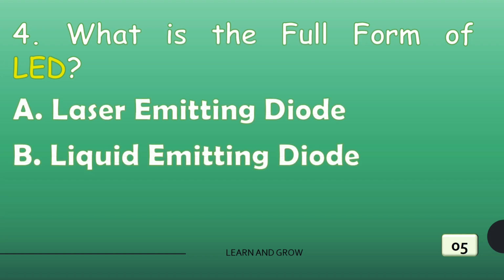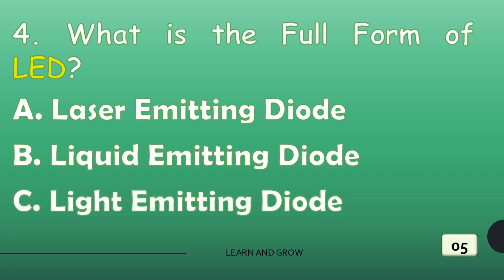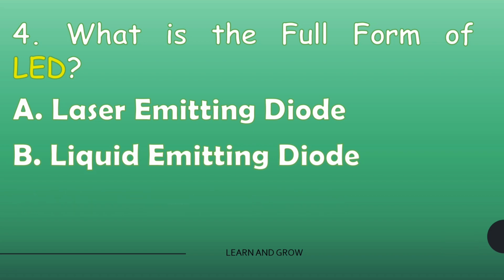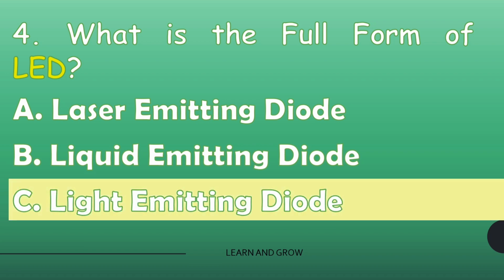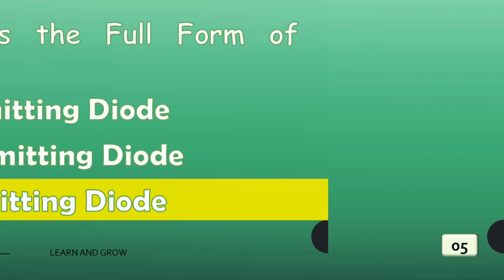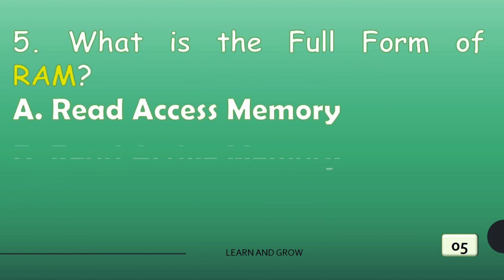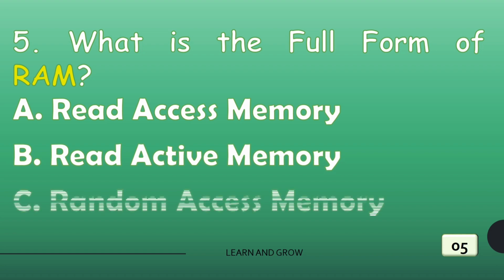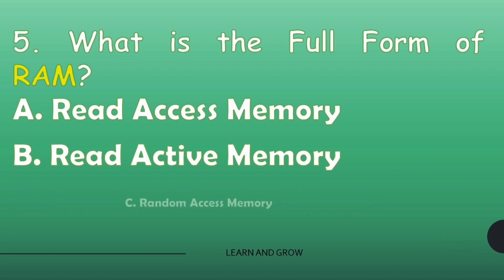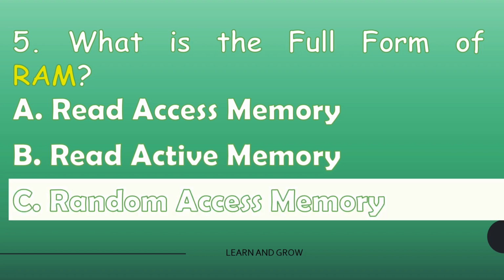What is the full form of LED? The full form of LED is light emitting diode. What is the full form of RAM? The full form of RAM is random access memory.